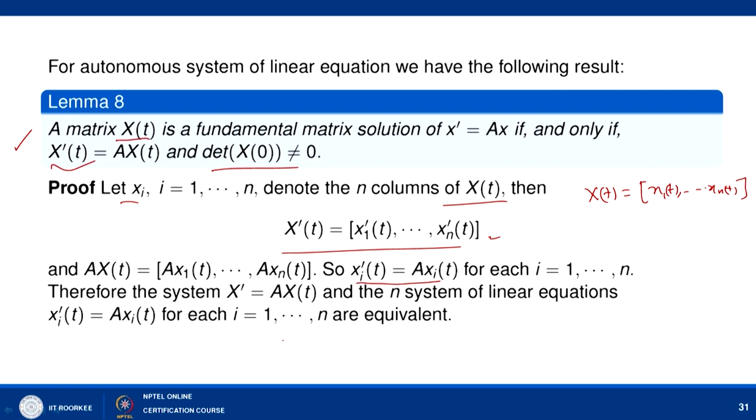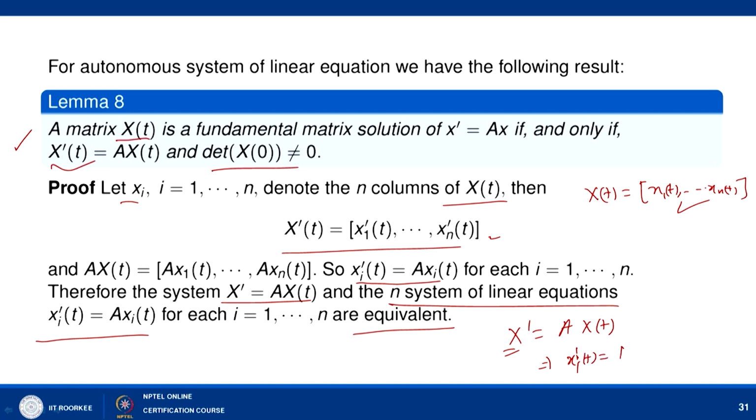So, it means that the system X' = AX and this n system of linear equations Xi' = A Xi are equivalent. So, saying that X' = AX, where X(t) is this, is equivalent to showing that each column Xi(t) is a solution of this system Xi'(t) = A Xi(t).